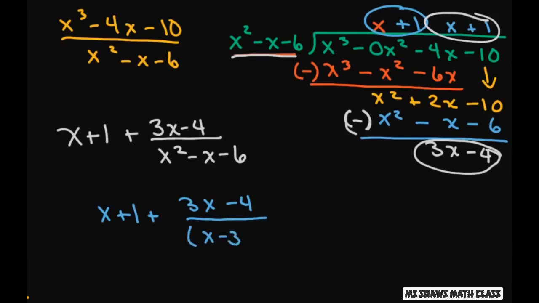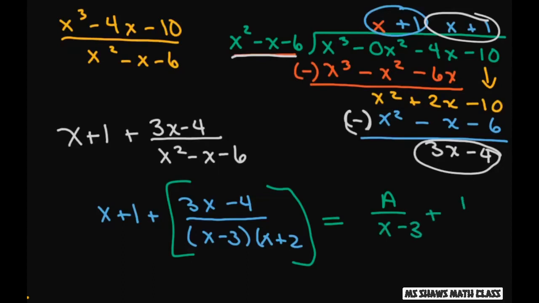this is going to be x minus 3, x plus 2. And then to do our partial fraction decomposition, we're just going to look at that and set that up as a divided by x minus 3 plus b divided by x plus 2. So let's set that part up. And don't forget, we still have this x plus 1 here that we'll look at a little later. Let me just write this out.